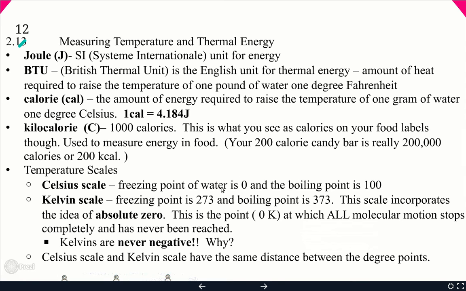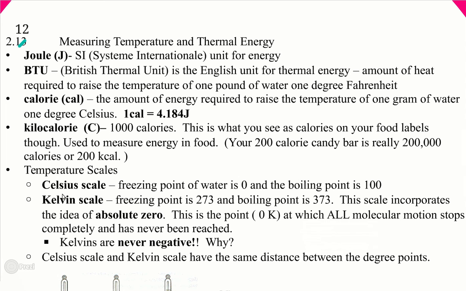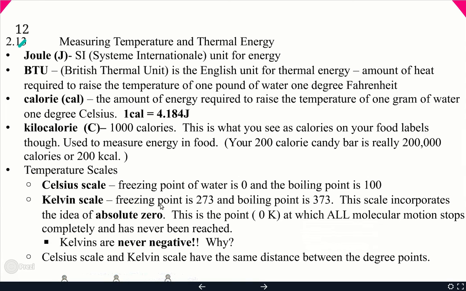One thing you'll notice is there's 100 degrees between both of these. 0 and 100, that's 100 degrees. 273, 373, it's also 100 degrees. That means that these two scales, Celsius and Kelvin, have the same space between each one of their little lines on their measuring devices. Kelvin, this scale incorporates the idea of absolute zero.